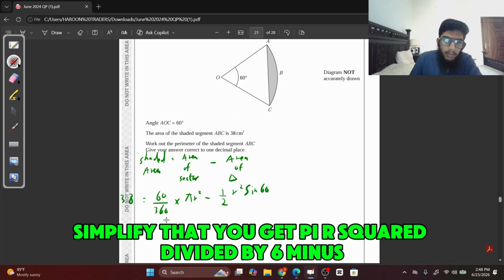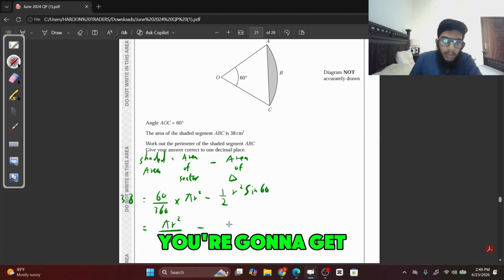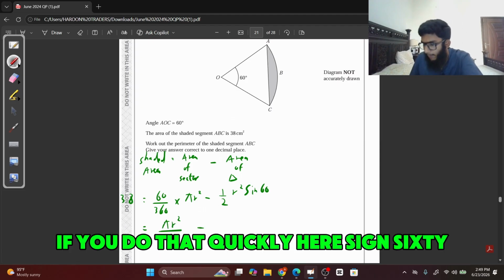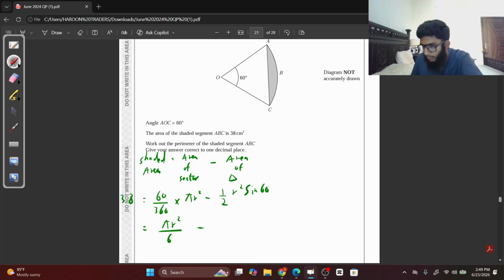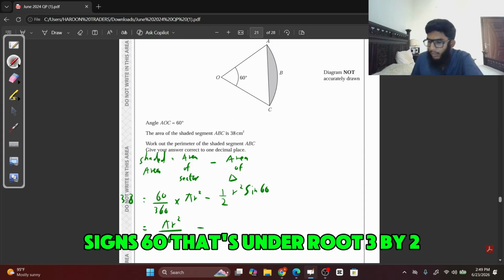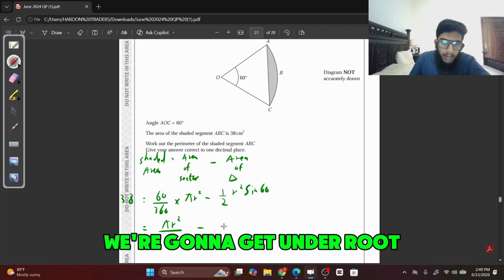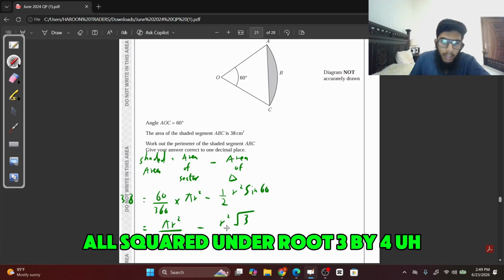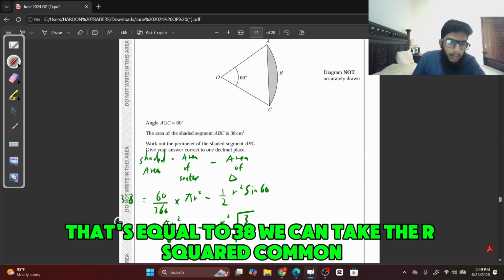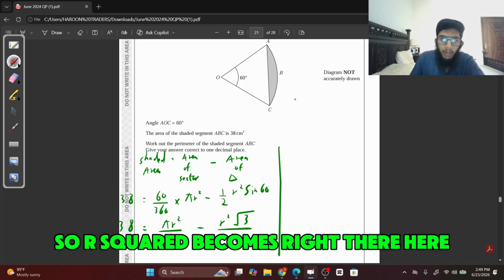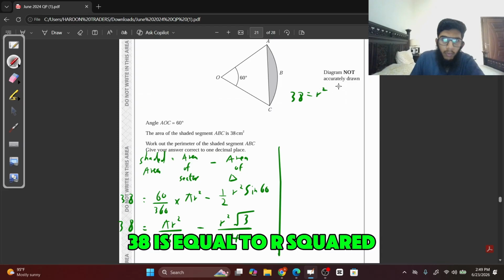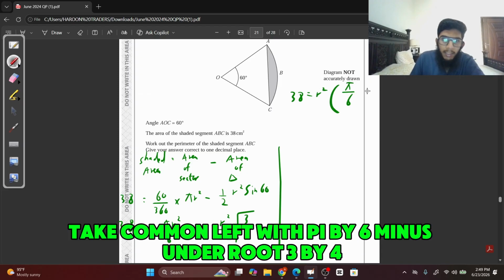Simplify that, you get pi r squared divided by 6 minus, if you do that quickly here, sine 60, that's root 3 by 2. That means if you multiply that, we're going to get r squared root 3 by 4. Okay. That's equal to 38. We can take the r squared common. So 38 is equal to r squared, take common, left with pi by 6 minus root 3 by 4.